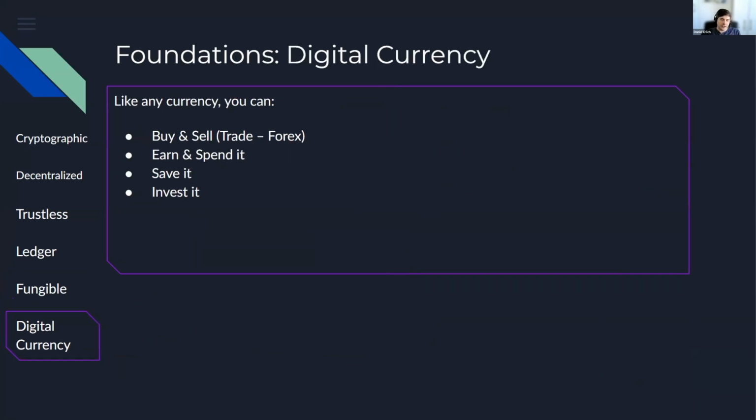And lastly, it is a digital currency. So that means that like any other currency, you can buy it, sell it, earn it, spend it, save it, invest it, give it away, whatever. It's a currency. All right, so there we have it. Bitcoin is a cryptographic, decentralized, trustless ledger and fungible digital currency.